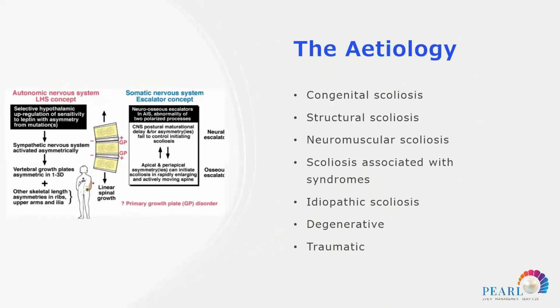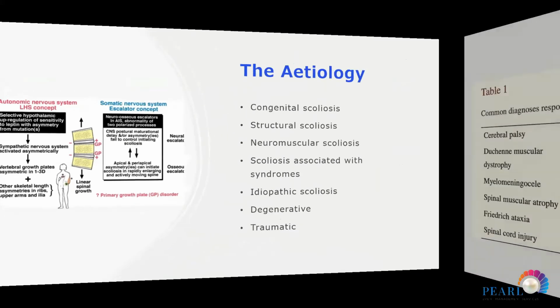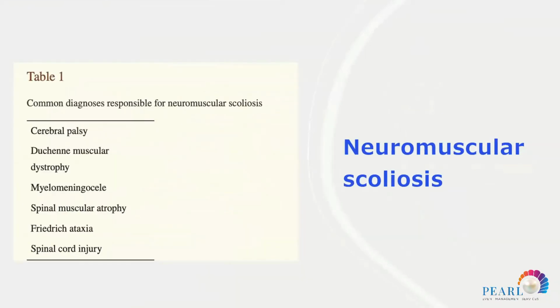The etiology of scoliosis, as we know: congenital scoliosis, structural scoliosis, neuromuscular scoliosis, scoliosis with other syndromes, idiopathic scoliosis, degenerative scoliosis, and also traumatic scoliosis. Neuromuscular scoliosis can happen with a lot of pediatric neurological problems like cerebral palsy, Duchenne muscular dystrophy, myelomeningocele, spinal muscular atrophy, Friedreich ataxia, spinal cord injury, and a lot of other neurological disorders.